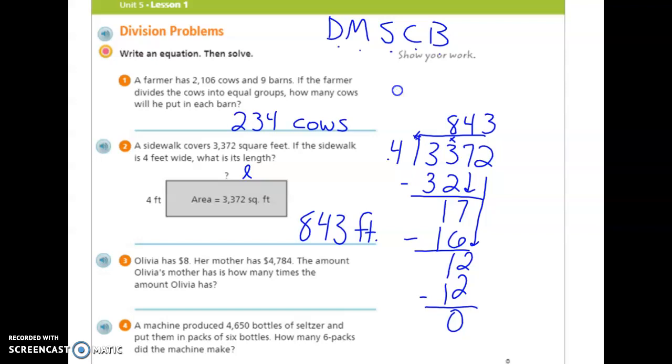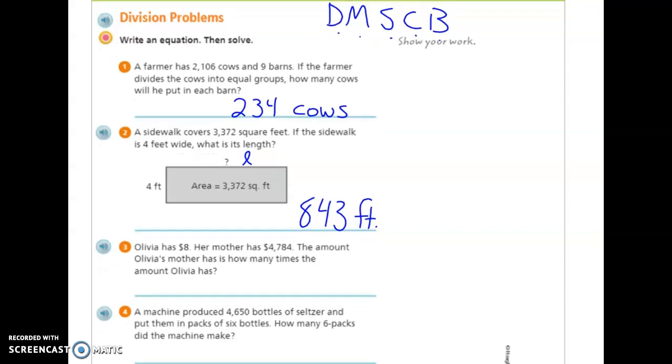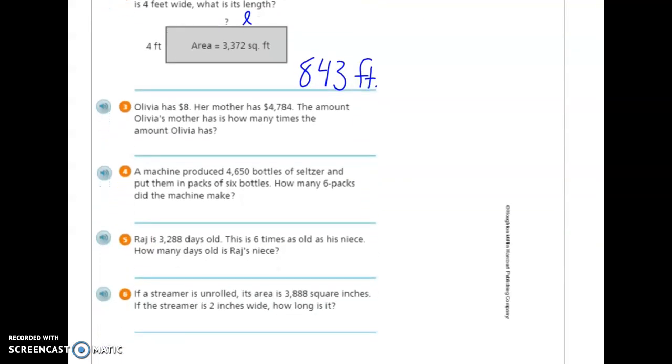All right, the next problems we're going to go through, I'm going to let you choose whether you want to do it the traditional way or if you want to do it the box method, whichever way you'd like, and I'll show you the answers for both of them. I want to go through number 3 because it gets to be a little confusing. It says Olivia has $8. Her mother has $4,784. The amount Olivia's mother has is how many times the amount Olivia has?